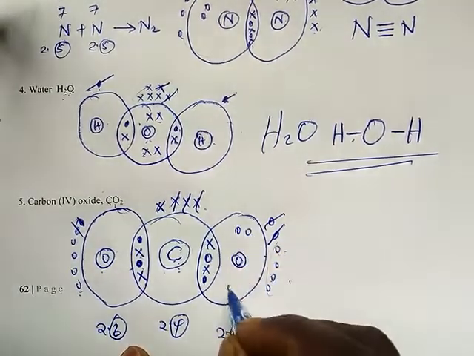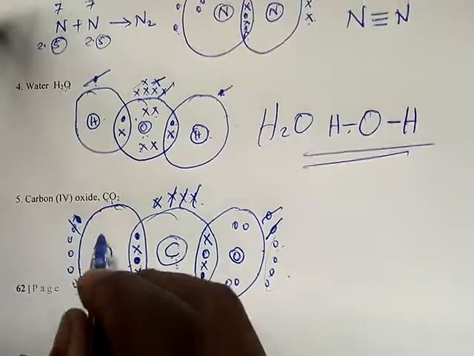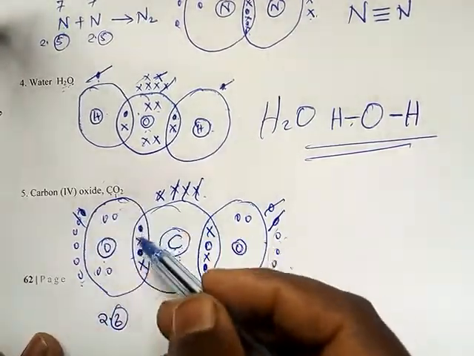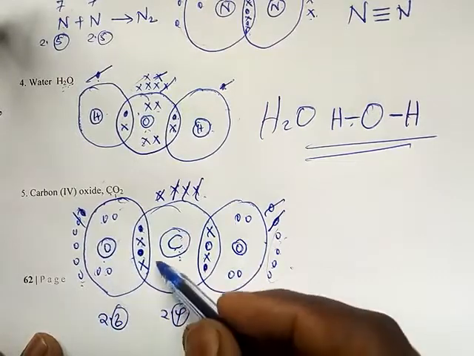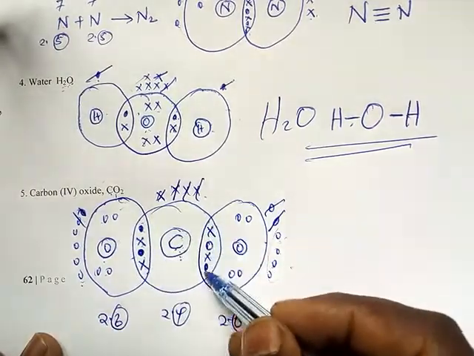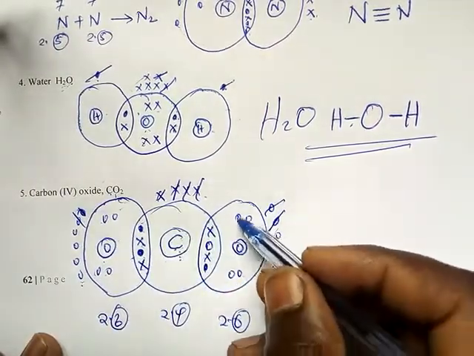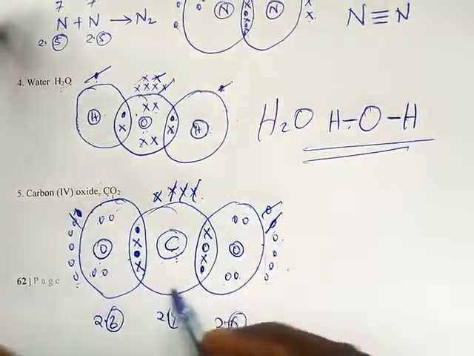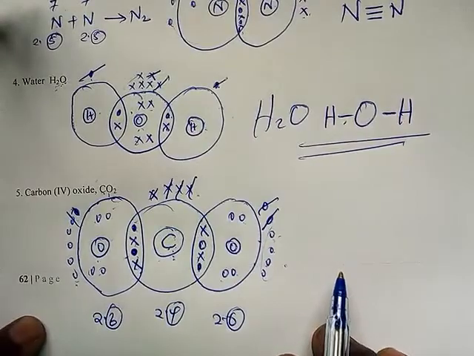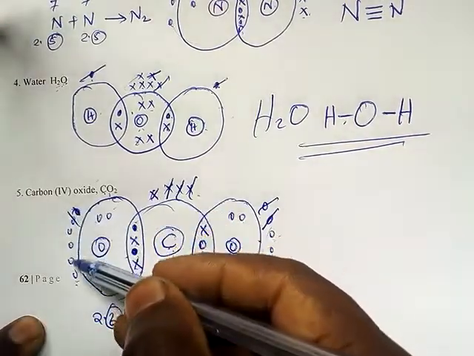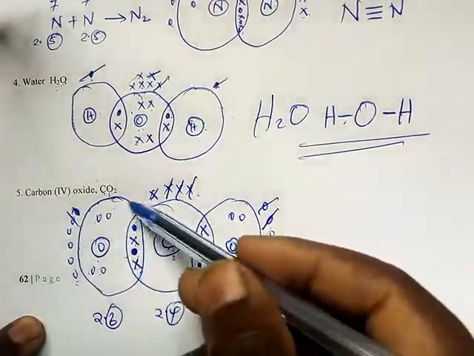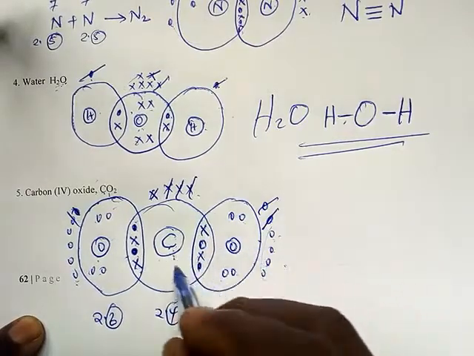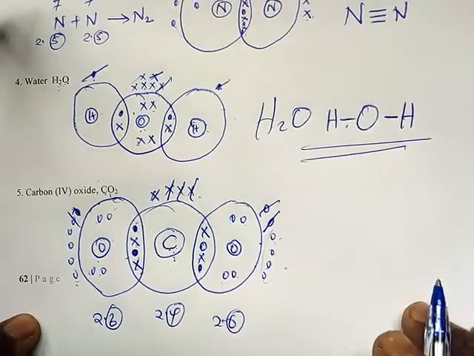1, 2, 3, 4. 1, 2, 3, 4. So now 1, 2, 3, 4, 5, 6, 7, 8. Oxygen is stable. Oxygen is stable. And this one is covalent bonding now. This is what we call covalent bonding. So make sure these electrons, they don't touch this one, because this thing must be very clean. If you put some dots like this inside there, they will be counted as electrons.